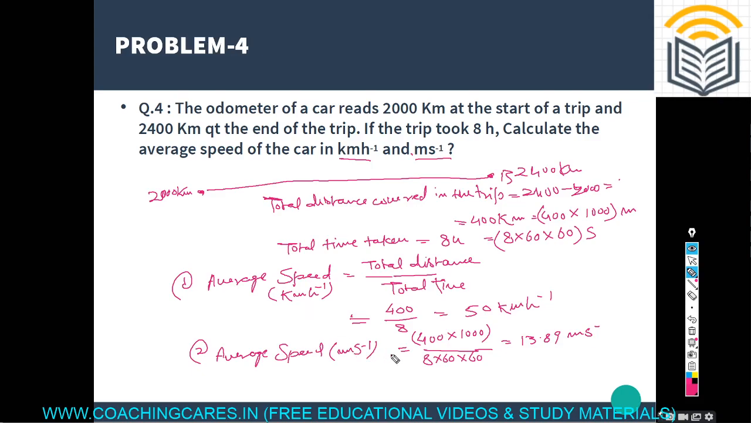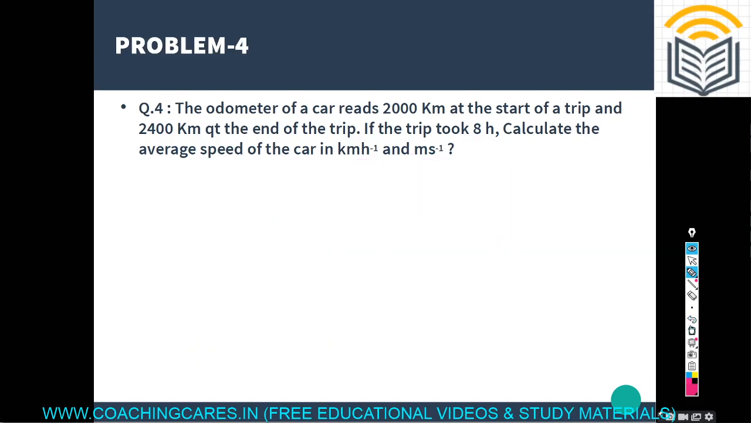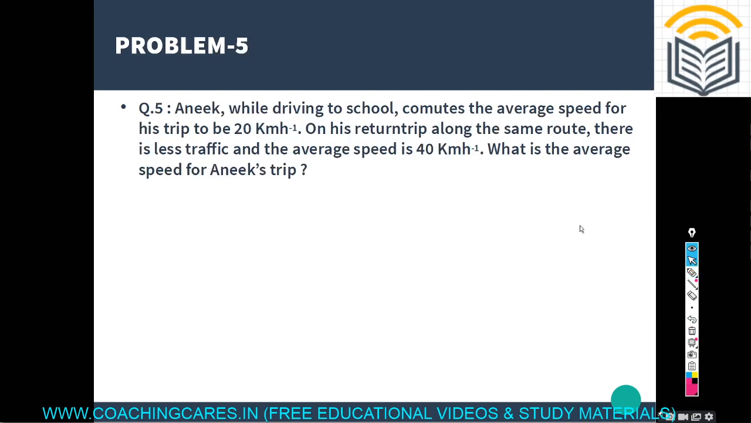So like this we can calculate. We have to take care of the units and the conversion of units, like we converted kilometers into meters, then 8 hours into seconds. We got the answer in meter per second, and here the average speed we got in kilometer per hour, while putting the values in kilometers, that is 400, and hours, that is 8. So like this we will calculate all the questions, and logically we will get the final answer. Now let us take another problem. Problem number 5.